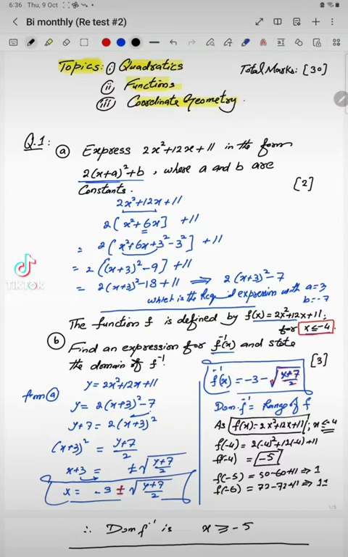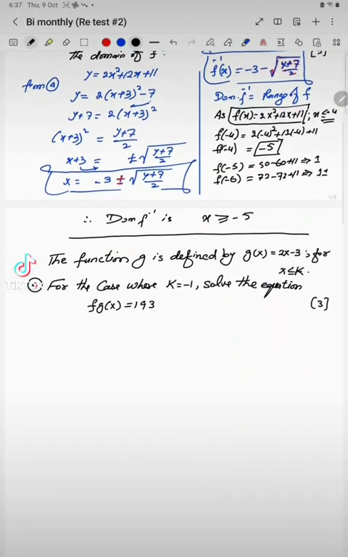I hope it's clear. Now the next part, part C of question 1. A function g is defined by g of x is this, for x less than or equal to k. For the case when k is minus 1, solve the equation. We have to solve this: fg of x is given to be 193. g of x is given, and f of x we already know.